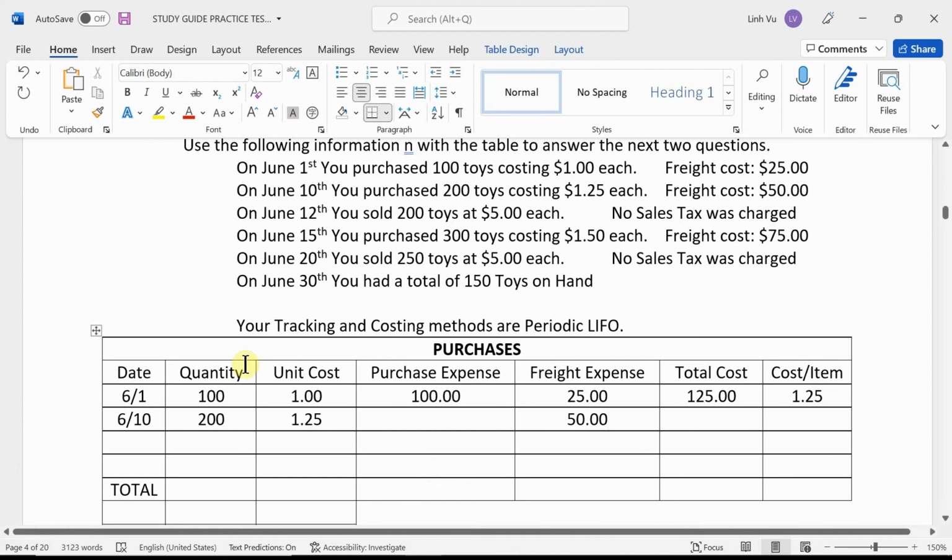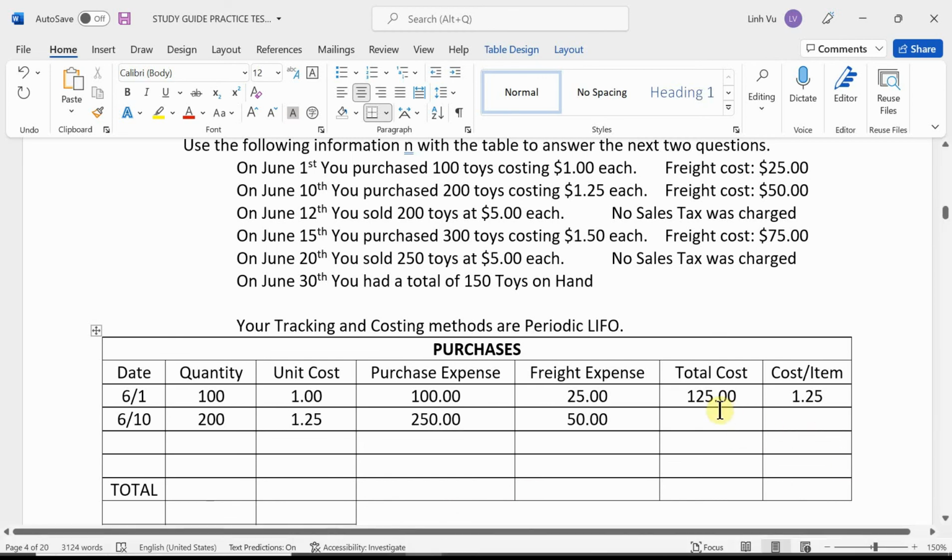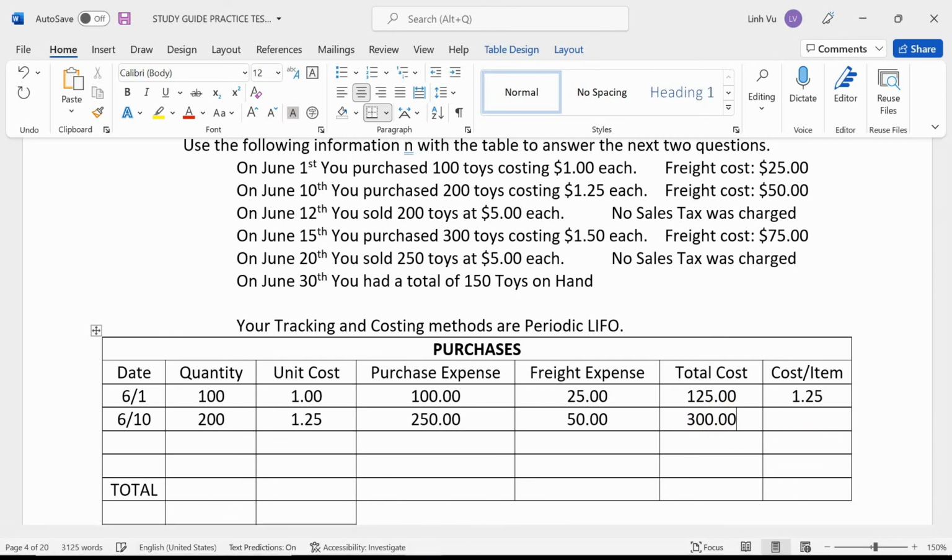Okay, so what's my purchase price here? 250. Okay, plus 50, 300, giving you a cost per item of $1.50. Okay. So then June 12th, you end up selling 200 toys for $5 each.